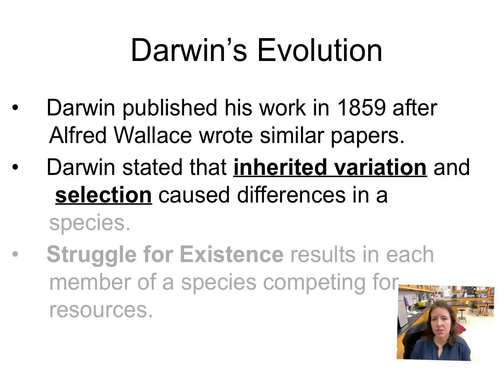So Darwin published his papers in 1859, just after Alfred Wallace wrote some similar papers, and Darwin had stated that there was inheritance, meaning that one generation got traits from the previous generation, and that variation was selected upon. That sometimes if a trait was not favored by the environment, those individuals would not be as successful at reproducing, and that trait we would see less of. And when a trait was more fit for the environment, then that trait would continue to be passed on from one generation to the next.